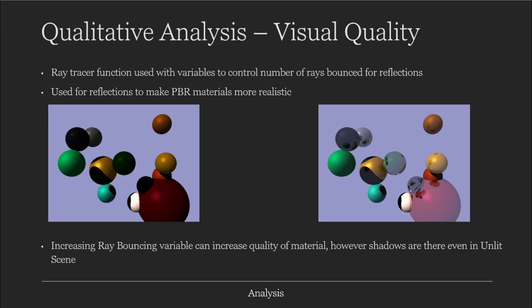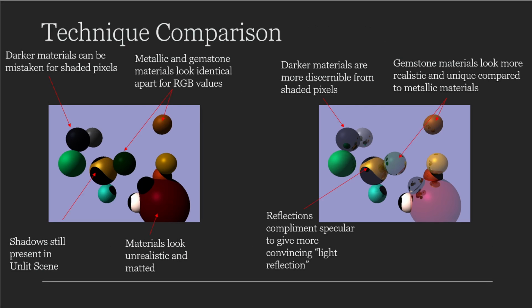For my qualitative analysis, I took two images using differing amounts of recursive rays. Adding more rays increases the quality of the overall image, but if not programmed correctly, can lead to infinite ray traces and a slower program. As you can see from these diagrams, the image on the left has fewer recursive rays after the initial hit, rendering a scene comparative to an unlit scene in rendering software. Materials are too similar to tell which are metallic and which are gemstones, and the darker materials look too similar to shadows in the scene. Comparing this to the image on the right, the darker materials are more clearly identifiable from the shadows, and the gemstones are much more unique in terms of surface properties compared to the metallic materials.